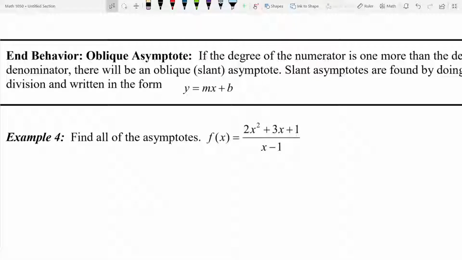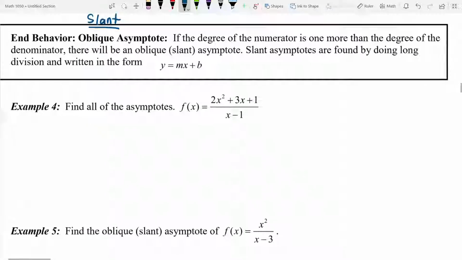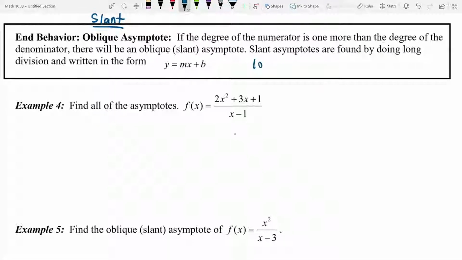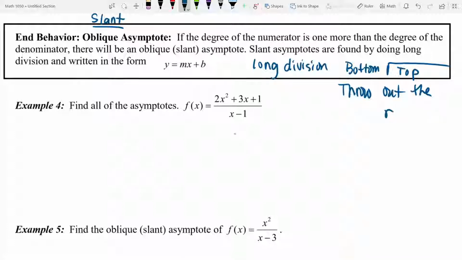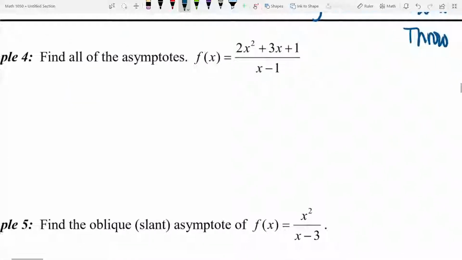Oblique. Okay. Up above the word oblique, I want you to write the word slant. Slant asymptote, oblique asymptote is exactly the same thing. Okay. So what you do is you do long division. Here's what you do. You take the bottom, put it on the outside, you divide it into the top, and you throw out the remainder. Throw out the remainder. Okay, here we go, nice and slowly.